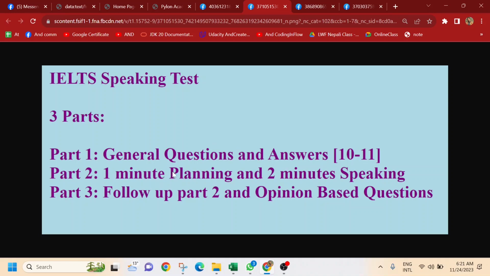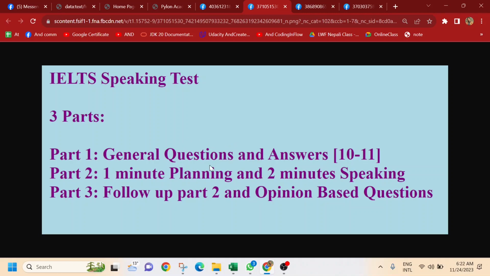The last one is the follow-up of part 2, or we can also say opinion-based questions. Here you will get 4 to 5 questions, and that lasts up to 4 to 5 minutes, and the questions would probably be complicated. From your side, you should answer those questions as per the personal experiences that you have lived. So you can think of your own ideology or your experiences to answer any kind of question.